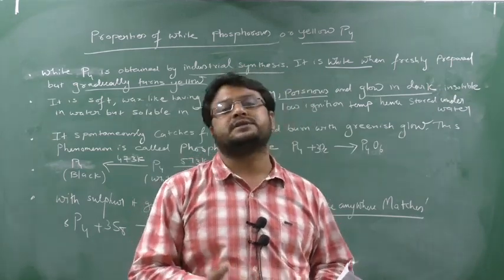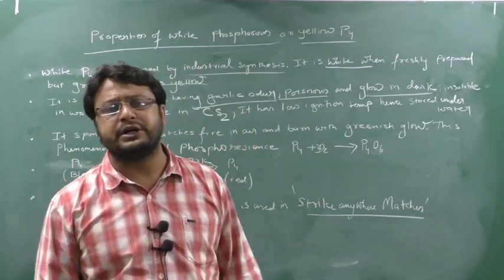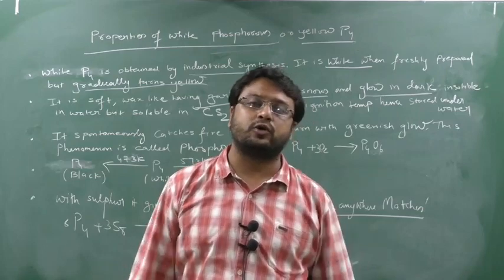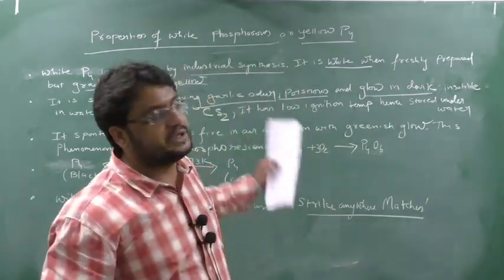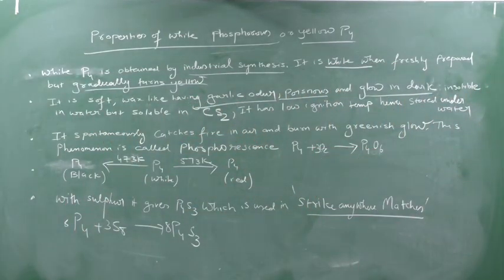White phosphorus is stored under water because of its high reactivity. When the laboratory is closed and you look from outside into a dark room, you can see something shining, like glowing. That glowing portion is nothing but white phosphorus. The second property is that it is a soft, wax-like substance having a garlic odor.